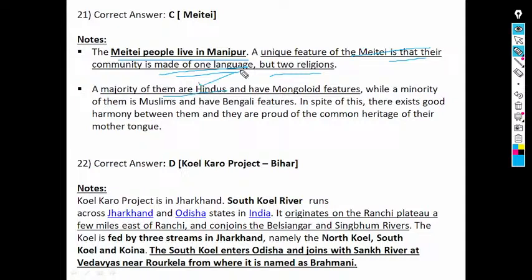The majority of them are Hindus and have Mongoloid features, while a minority of them are Muslim and have Bengali features. In spite of this, there exists a good harmony between them, and they are proud of the common heritage of their mother tongue, particularly.